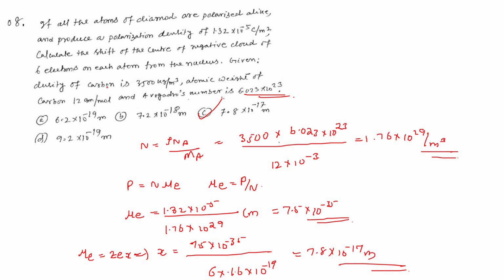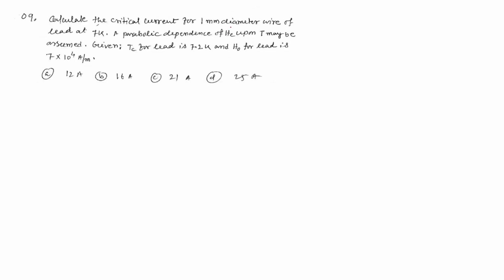Okay, now we'll go to the ninth problem. Calculate the critical current for a 1 millimeter diameter wire of lead at 7 Kelvin. A parabolic dependence of H upon T may be assumed.